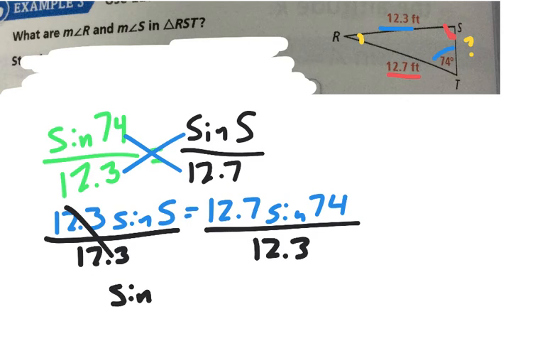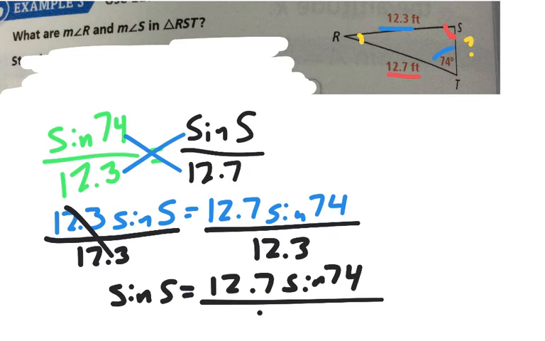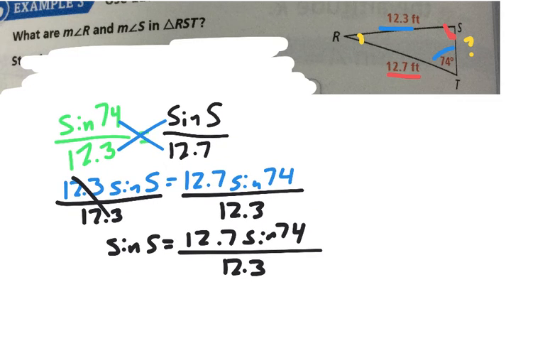That's going to tell me that sine of S equals, and then I have that very long math statement there, 12.7 times sine of 74, all divided by 12.3. Now, if you'll remember back to last lesson, if I'm trying to get S by itself, but I can't because I'm taking sine of S, then I have to undo that sine. And the way we undo sine is to use what's called an inverse sine. Again, on your calculators, you're probably going to have to hit shift sine or second sine to find the inverse sine.